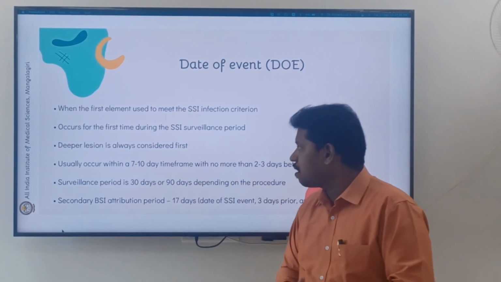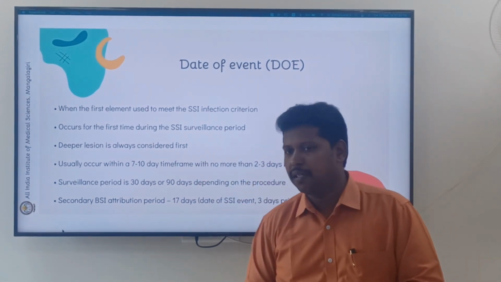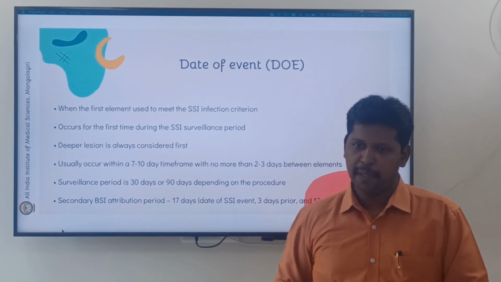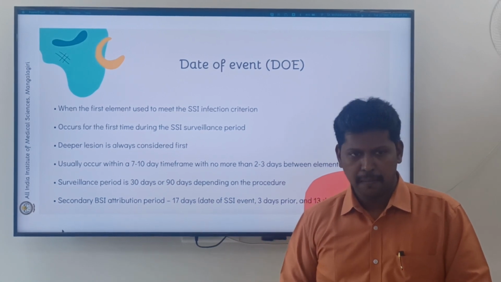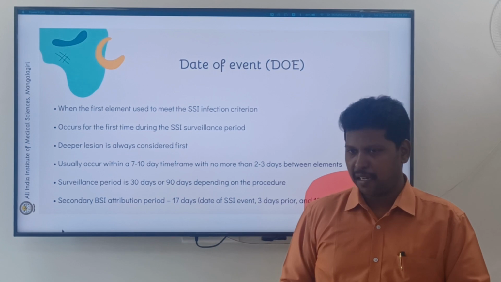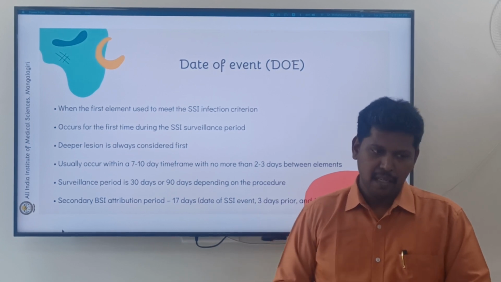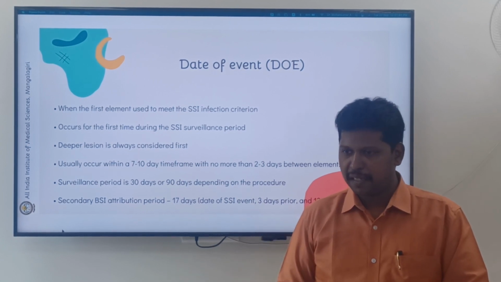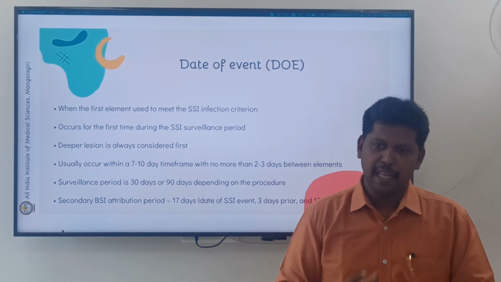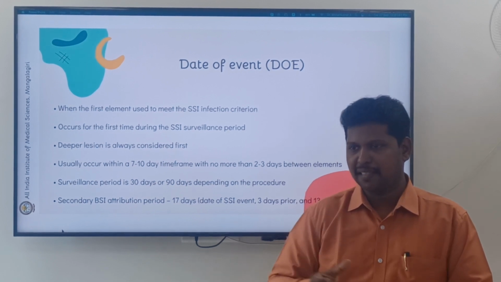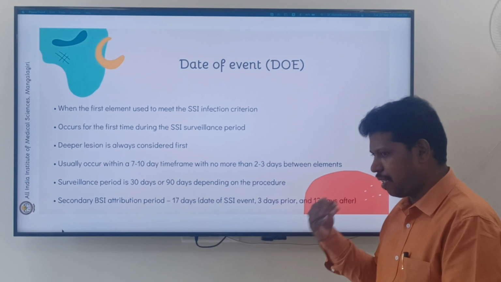Deeper lesion is always considered first. So infection can happen at multiple levels. It can be at the mucosal or muscle or fascial level or at the skin level. If infections are there at both levels, we should take the deeper level infection as the SSI. That should be documented as the SSI. It should be a deeper level SSI.